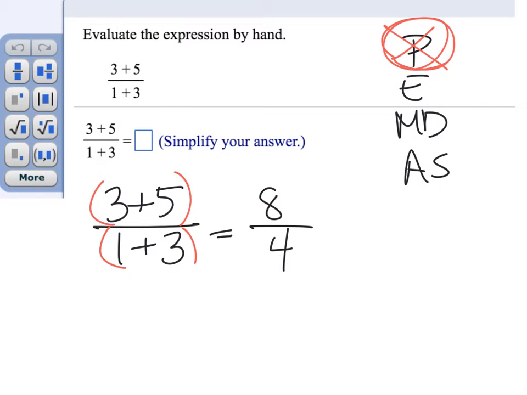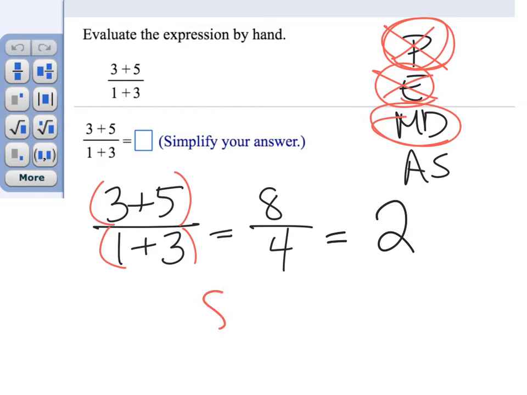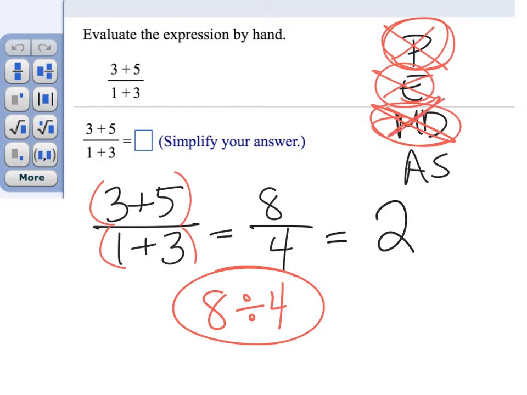And now, do we have any exponents? Nope, done. Do we have any multiplication or division? Yes. Right here is 8 divided by 4. So I want you to think of that as 8 divided by 4. And of course, 8 divided by 4 is 2. And so we're actually done with the problem because we have no more addition or subtraction to do.